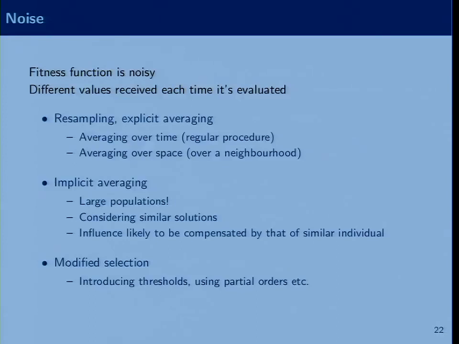Yeah, and except for averaging out or resampling, there are other strategies available on how to handle noise, like averaging over space or implicit averaging, or even modifying your selection by introducing thresholds. So your fitness function has to increase by a certain threshold to be accepted within the search, for example. But yeah, I think we should go to the next one.